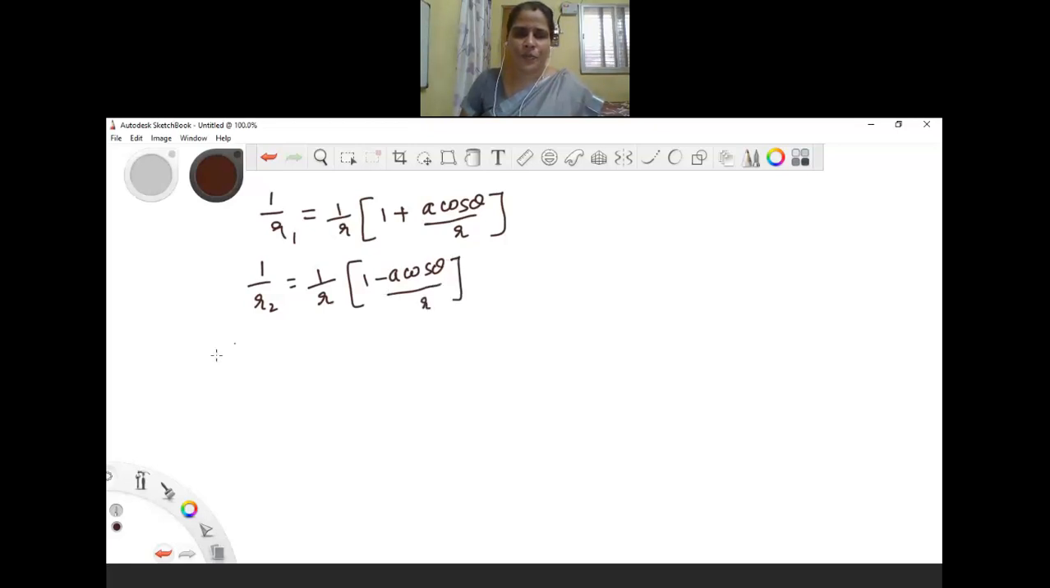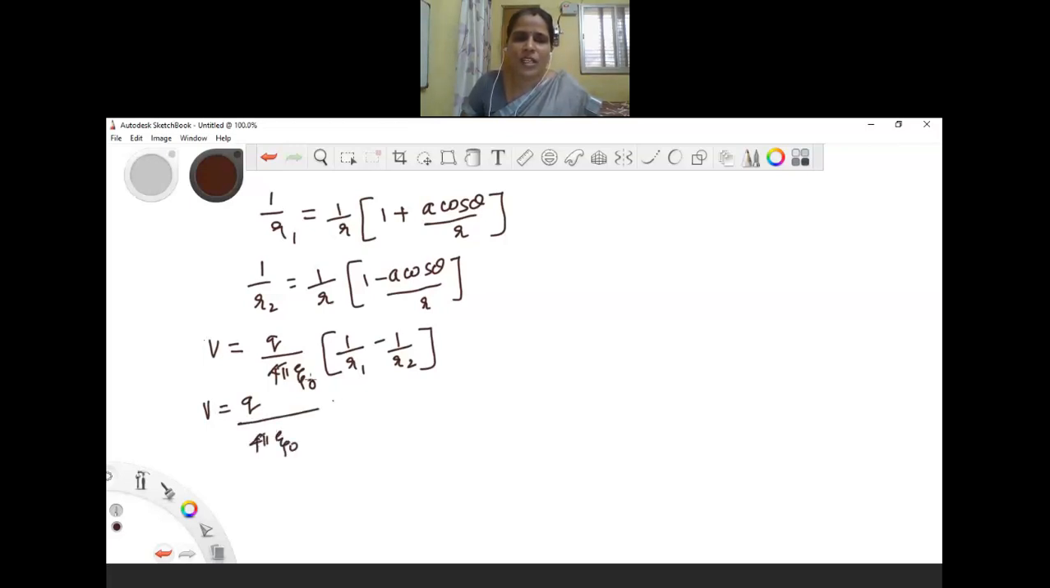So in order to calculate the potential due to an electric dipole, V is equal to Q by 4 pi epsilon naught into 1 by R1 minus 1 by R2. Am I right? So we are going to substitute the values of 1 by R1 and 1 by R2 in our equation. So V is equal to Q by 4 pi epsilon naught.